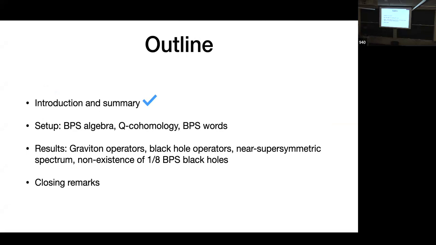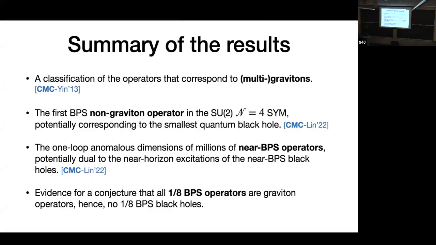I will show you a conjecture that is actually stronger. The conjecture is that there cannot be any non-graviton operator. Previously the evidence from Borg is that there's no 1/8 BPS black hole, and it could be that there are some non-graviton 1/8 BPS operators, but the number of them is not enough. But the conjecture is actually stronger. Okay.